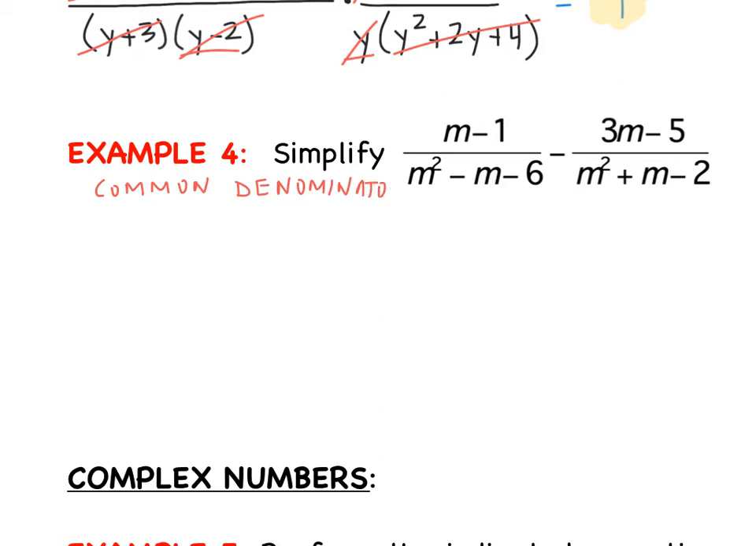So just like before, we still need to factor, okay? But we're not going to cancel until the very, very end when it becomes a multiplication problem, okay? So we need to be able to combine these by getting common denominators. So we want to factor the denominator first, okay?